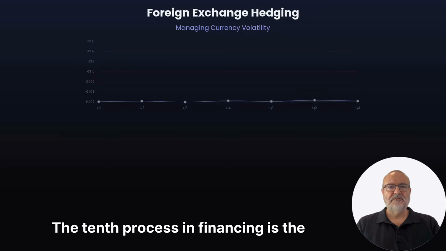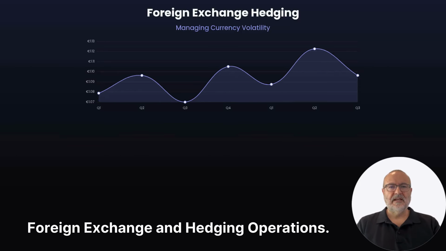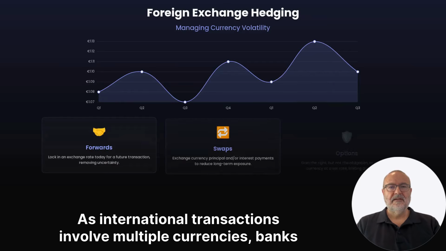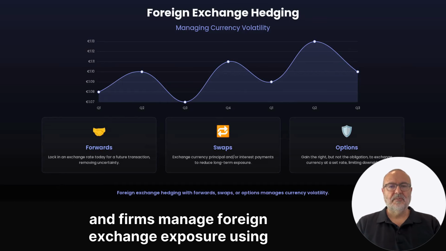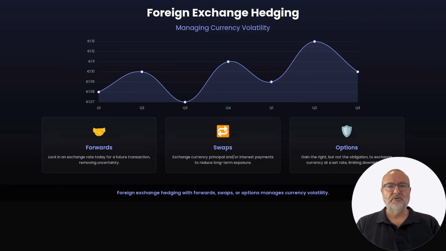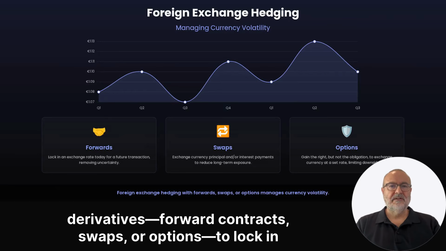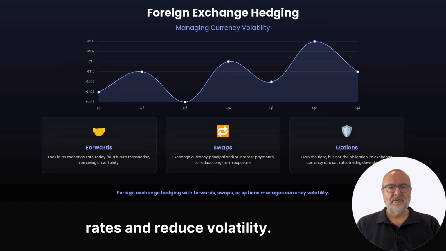The 10th process in financing is the foreign exchange and hedging operations. As international transactions involve multiple currencies, banks and firms manage foreign exchange exposure using derivatives, forward contracts, swaps, or options to lock in rates and reduce volatility.